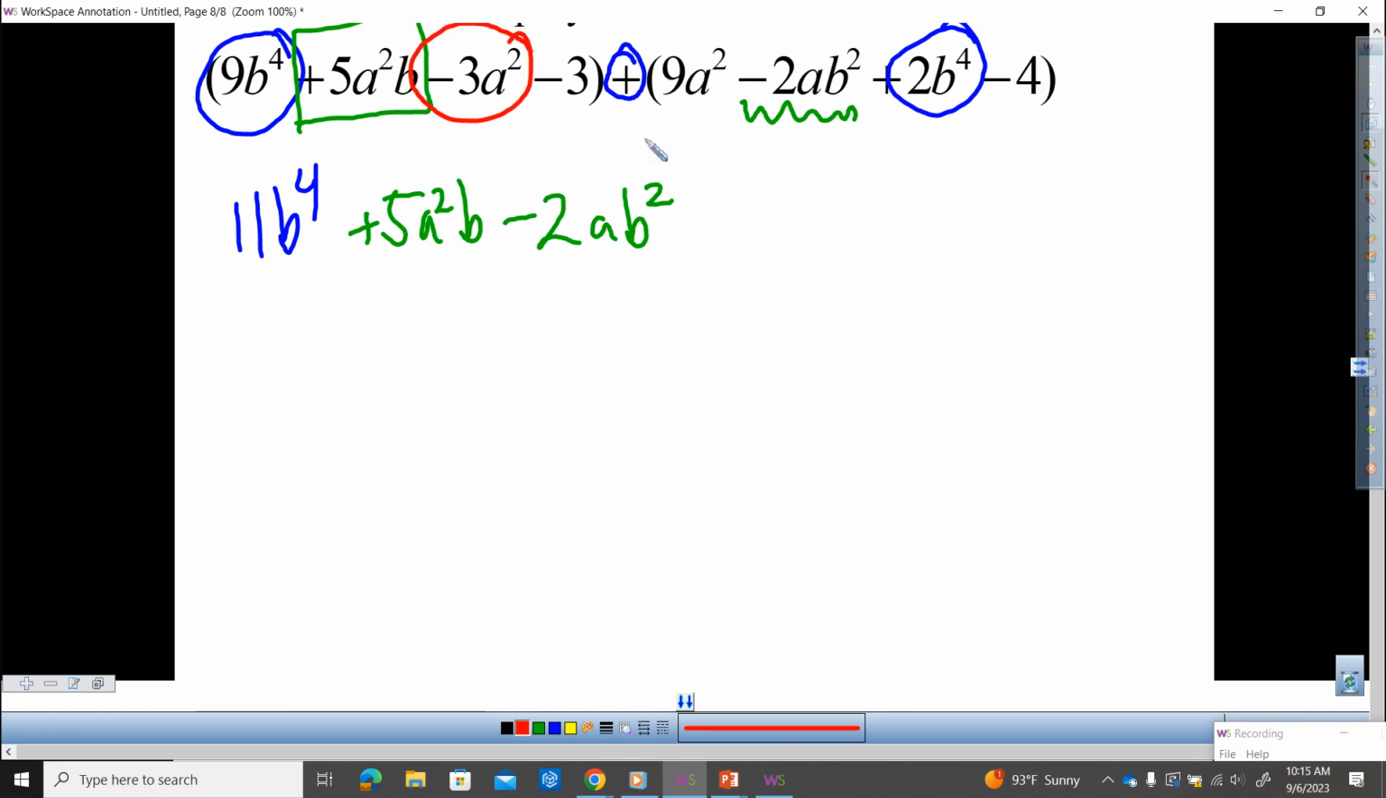Negative 3a squared and 9a squared, what does that give us? 6a squared. Hands if you got it right so far? Yes. And our constants. Brandon, Felix, go. Negative 3. That gives us negative 7. That is correct. 3 negatives and 4 negatives is 7 negatives.